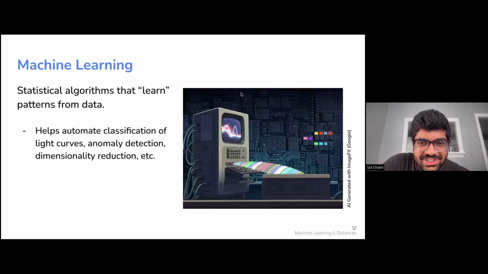And so here's this image actually generated with an AI, with a text to image generator. In this image, you can see how it's trying to classify a light curve into different bins. But anyway, so machine learning, great. We want to leverage that for a few different tasks.